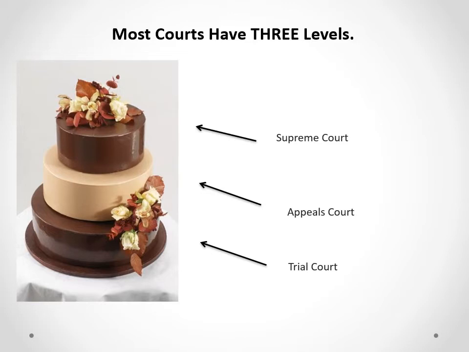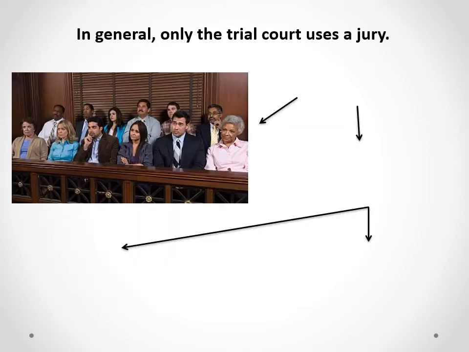Let's talk a little bit about juries. Okay, so you're only going to find the jury in the trial court layer. So if you think about a jury, to help you remember this, think about the jury as the fruits and the nuts. And if you have this nice layer cake, the fruits and the nuts sink down to the bottom level. Okay, so that's going to be the trial court level. Let's talk about juries for a minute. In general, only the trial court uses a jury.